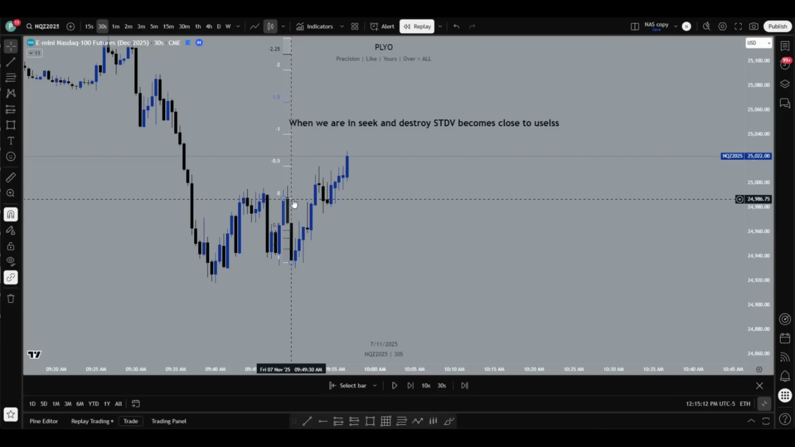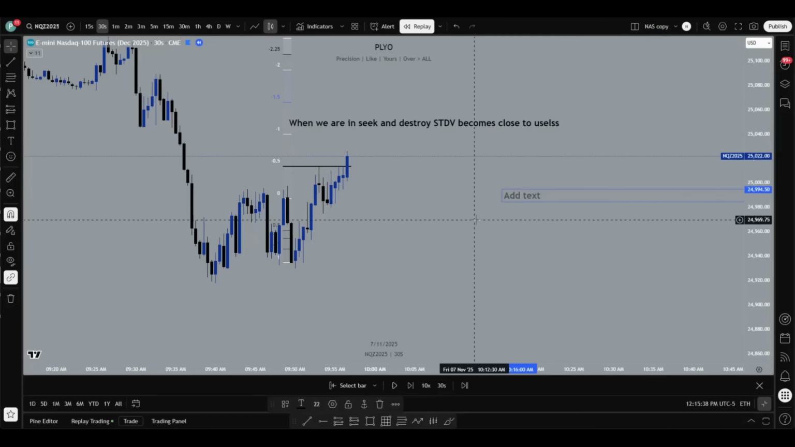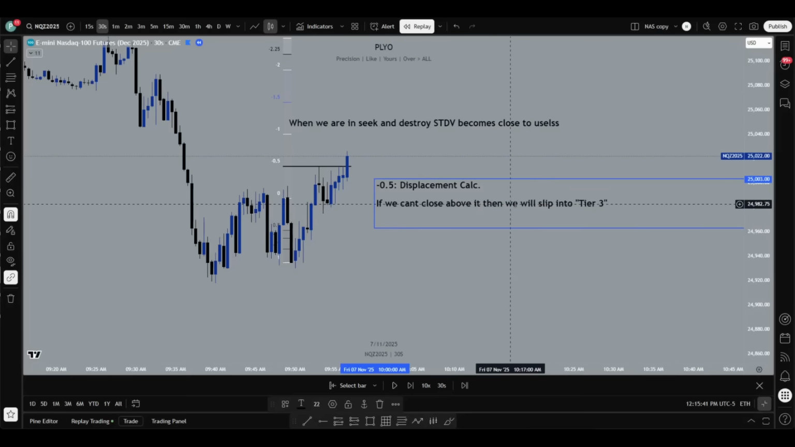But in this example right here, what do we have? We close above the 0, and then we end up staying above it to then try to close above the -0.5. Now you can see here, we actually wicked off the -0.5. Remember what that is. That's our displacement calculator. Remember this, right? If this is our displacement calculator and we can't close above it, it will slip into tier 3. Okay, we kind of went back down into the 0.